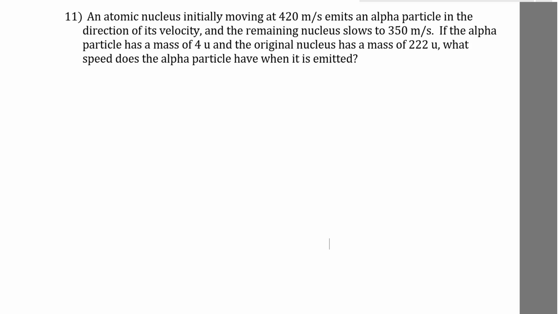All right, number 11. An atomic nucleus initially moving at 420 meters per second emits an alpha particle in the direction of its velocity, and the remaining nucleus slows down to 350 meters per second. If the alpha particle has a mass of 4u and the original nucleus has a mass of 222u, what speed does the alpha particle have when it is emitted?